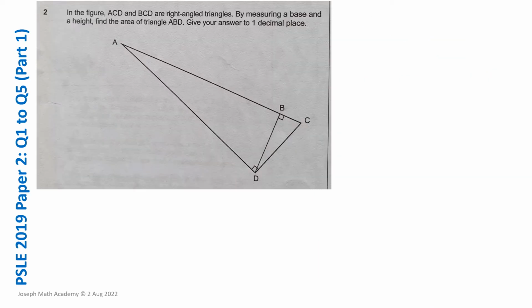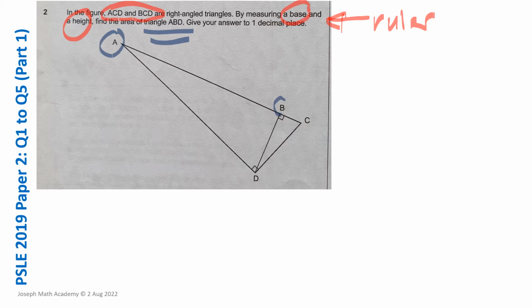Question 2: we are given 2 right-angled triangles, ACD and BCD. They told us to measure, which means we are allowed to use a ruler. Measure what? We are supposed to measure the base and the height of the area of triangle ABD. Very important information, ABD. I'm going to highlight what is ABD. ABD is this A, this B, this D.